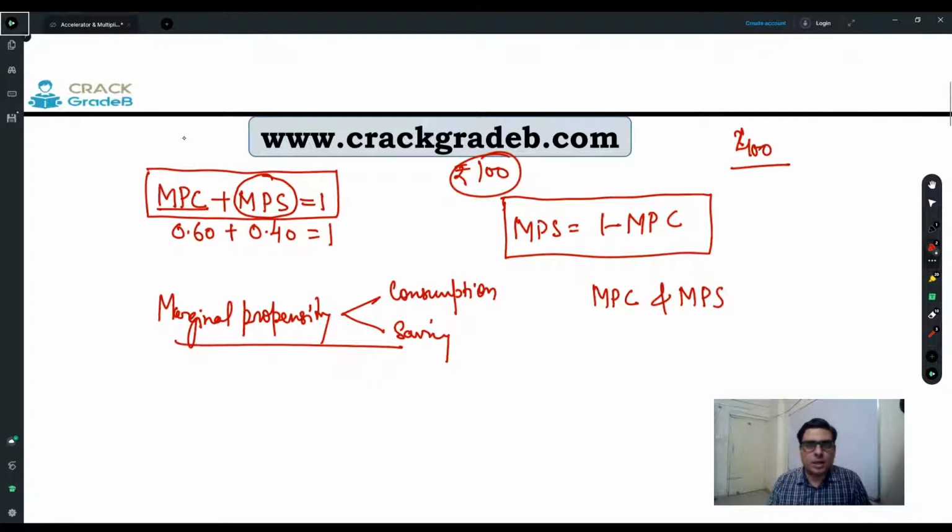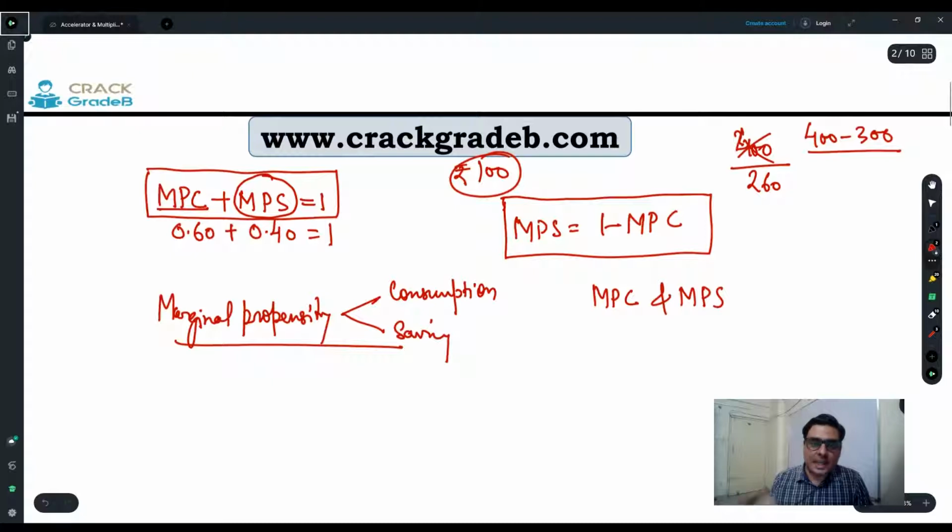Out of that total income, how much are you consuming? 260. So that is going to show your average. Whereas when you go for the marginal, we are not going with the 400. Earlier it was 300, now it is 400. So 400 minus 300 shows the change in income. 400 is the total, so total upon quantity is an average.